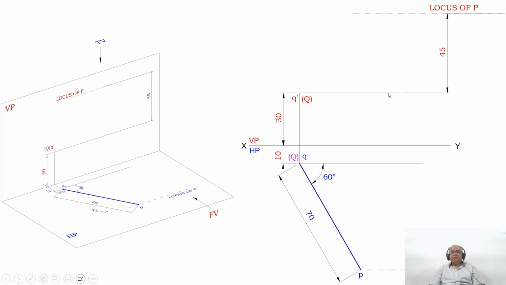So that means from the XY line to the locus of Q is 30 plus 45. That means the locus of P with respect to the XY line will be 75. So the difference between both P and Q is 45, meaning 75 minus 30 is going to give you 45. So this is how you will be able to get the locus of P in the front view, and you have the locus of Q in the top view.